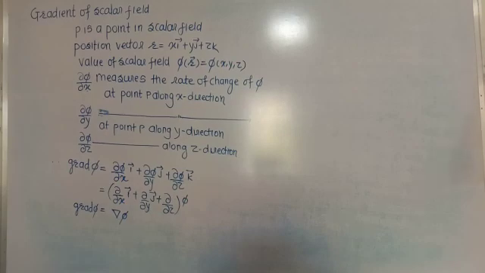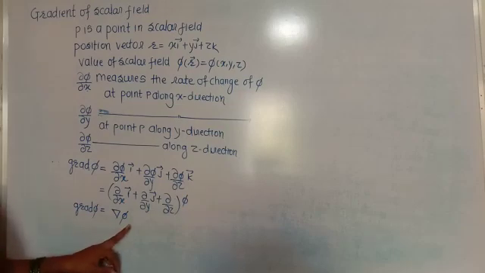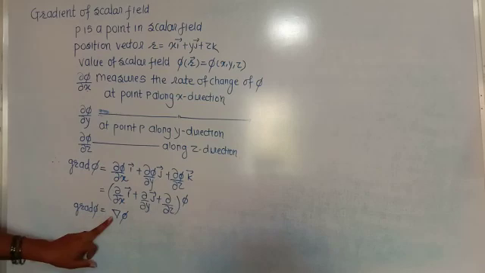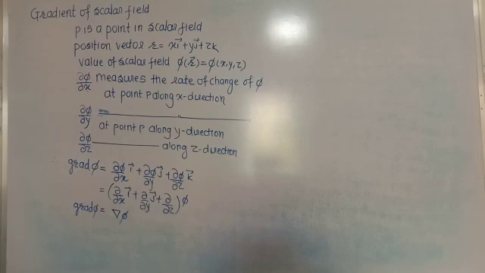It is called the vector differential operator or the del operator, and it should be clearly noted that phi is the scalar quantity. This del is called the vector differential operator, and it should be clearly noted that this operator is not a vector but an operator which obeys the laws of vectors.